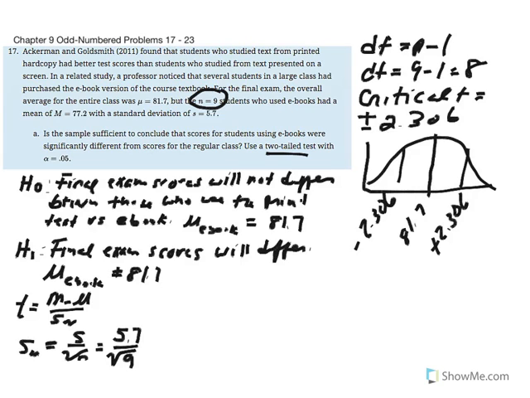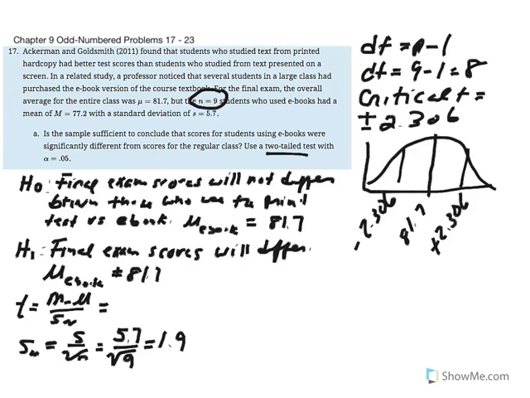So in our calculators, we're going to enter 5.7 divided by the square root of 9. I forgot to do the square root of 9 the first time, and now I get 1.9. So we should all get 1.9.